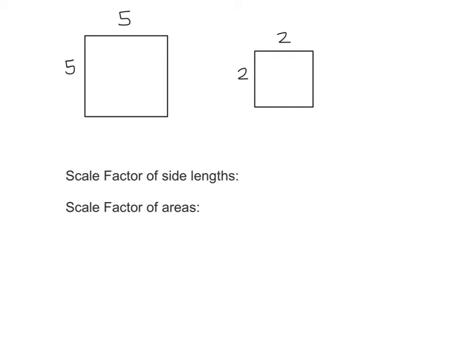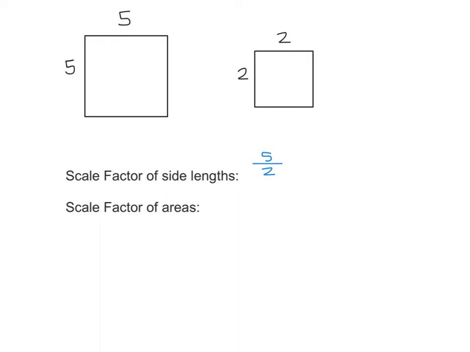So we've done this before. We've done this when we've talked about our proportions for similar triangles and so forth. So if I want the scale factor of my side lengths, that would be 5/2. The length of one side, so let's say this side, to this side, the ratio of that is 5:2. Now, the ratio from here to here is also going to be 5:2.